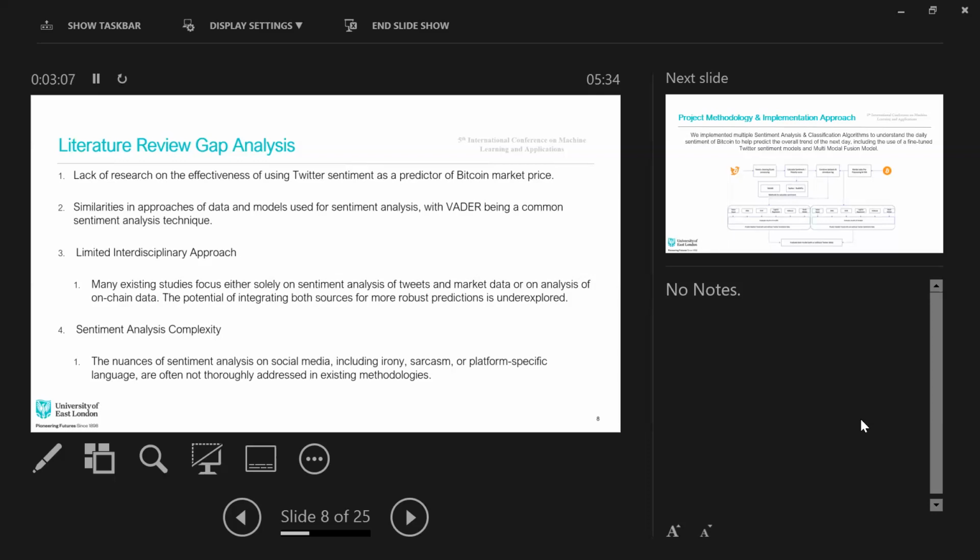The fourth point being the sentiment analysis complexity. So obviously we are using Twitter data, which is quite informal. So there are a few nuances when it comes to this sentiment analysis, including irony, sarcasm, and specific slang or colloquialism that's used on Twitter, and these are quite hard to capture through some of the sentiment analysis techniques which have been previously used. So we want to see how we can leverage those and pick up on these types of things.